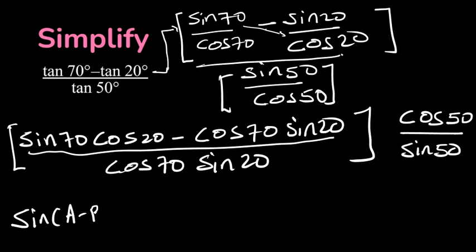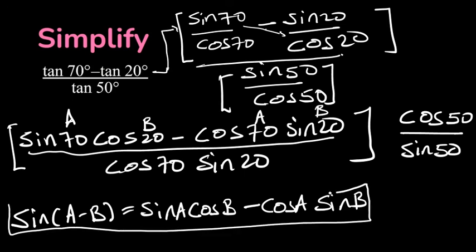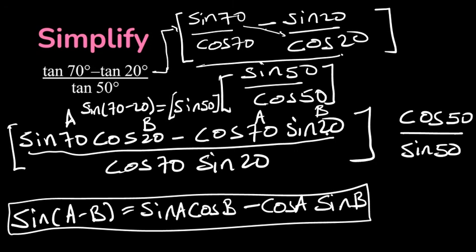At this point we need to remember one rule, that is sine of A minus B is the same as sine A cos B minus cos A sine B. There is a rule. So if you consider 70 degree as A, 20 as B, this is going to be A, this will be B. So according to this property, this is the numerator. The whole expression is the same as sine of 70 minus 20, which is sine 50. Okay, the whole expression of the numerator is the same as sine 50.